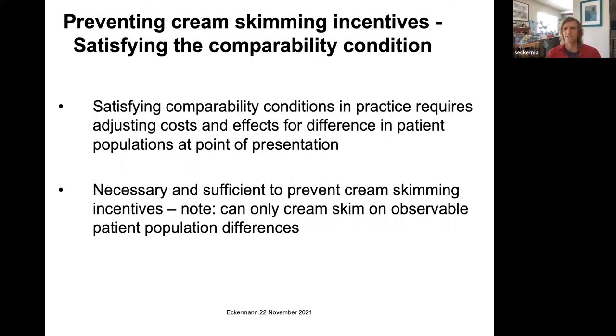So in reality, to satisfy those comparability and coverage conditions with the net benefit correspondence conditions, we need to be adjusting for things at point of presentation in hospital in this case, or in any care setting. And that's necessary and sufficient to prevent cream skimming incentives, noting that you can only actually cream skim on observable patient population differences, but you need to be adjusting for all things you can observe. Strictly, if we're doing something in a HTA setting, we want to be adjusting for things you can't observe as well, or try to, but in reality, we can actually only cream skim on things we can observe.